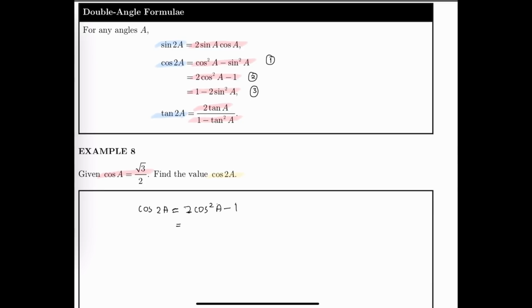Okay, let's substitute into the formula. Cos square A is basically the same as cos A squared. So, substitute the value: 2 times (3 over 2) squared minus 1. And we should get the answer of 1 over 2.